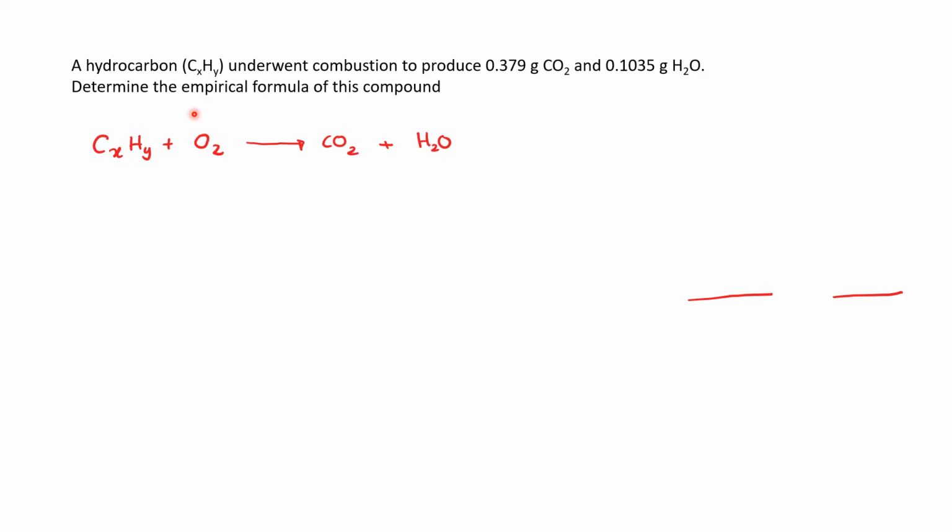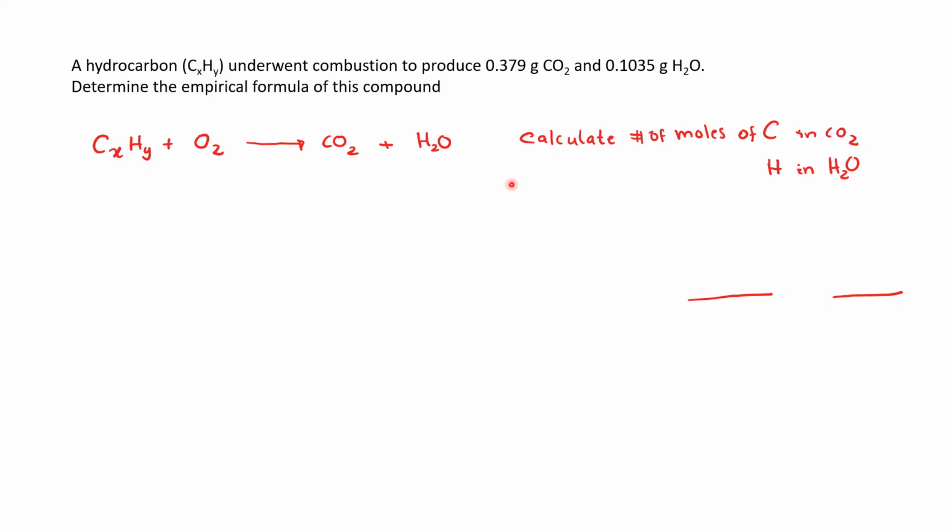Let's look at the combustion reactions. A hydrocarbon underwent combustion to produce 0.379 grams of carbon dioxide and 0.1035 grams of water. Determine the empirical formula of this compound. So the equation is given. We call these equations combustion reactions because oxygen is going to react with the substance.